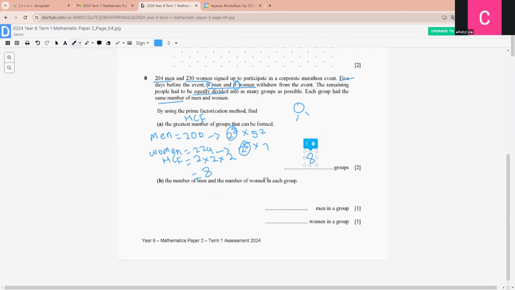Next question, the number of men and women in each group. So we already know there's 8 groups. So we take the amount of men, which is 200, and we divide it by 8. So our answer is 25. And we take the number of women, which is 224, and we divide it by 8 as well, and our answer is 28. So there are 25 men in a group and 28 women in a group.